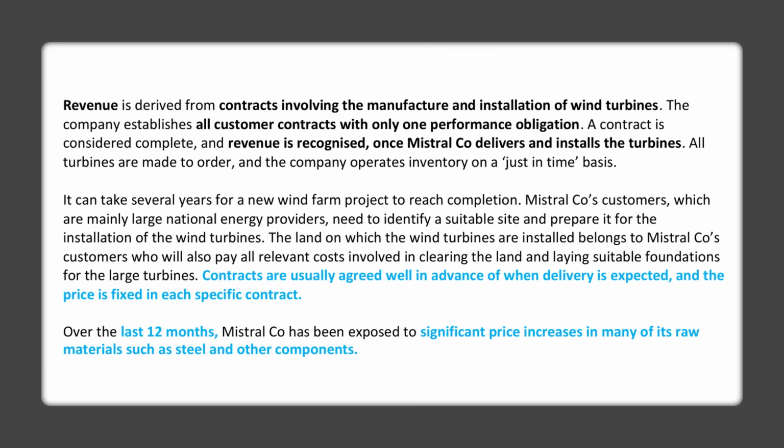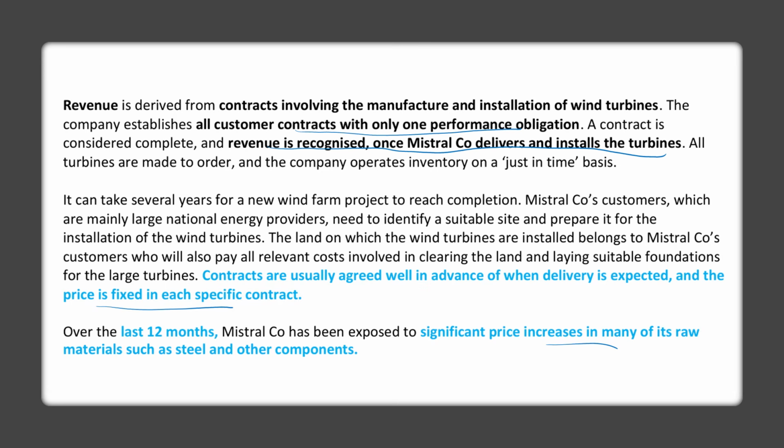If you remember, we've already read that the contracts are agreed well in advance, they have a fixed price, and the costs have gone up. And before this, they've also mentioned that all revenue contracts are established with one performance obligation, and revenue is recognized when the client delivers and installs the turbines. So remember this as we proceed with reading the rest of the scenario.